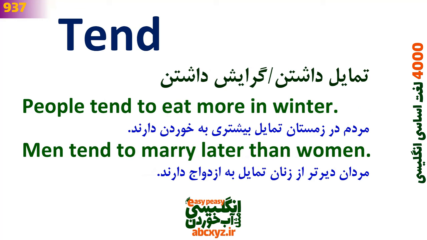تمایل داشتن، گرایش داشتن. Tend. People tend to eat more in winter. People افراد یا مردم، tend to تمایل دارن که، eat more بیشتر بخورن، in winter در زمستان. People tend to eat more in winter. مردم در زمستان تمایل بیشتری به خوردن دارند. People tend to eat more in winter.